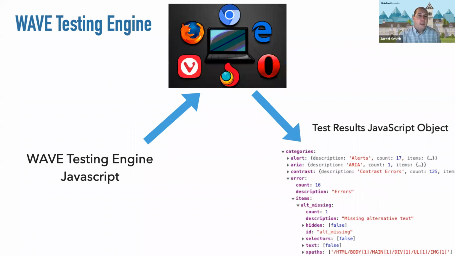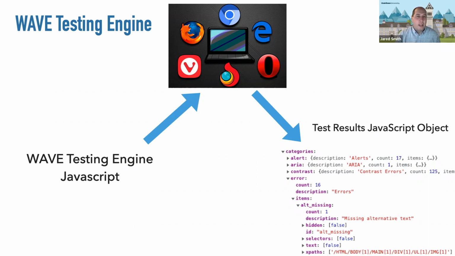We also have a Wave testing engine, which is kind of similar, but the testing engine is basically just JavaScript. It's the brains of Wave that does that testing. And the testing engine can be injected into a browser. Usually that browser context is not a standard browser like you browse in, but a cloud-based or headless browser. A headless browser is a browser that can run without a visual interface on a computer somewhere, and then testing can be done on that particular page.